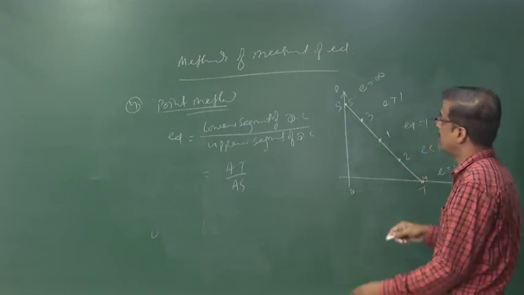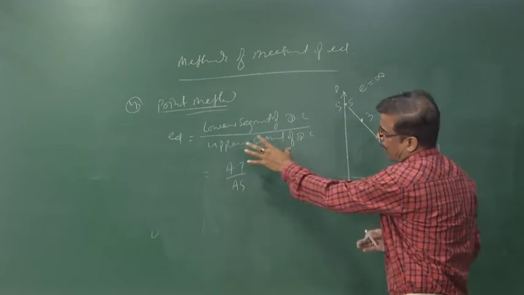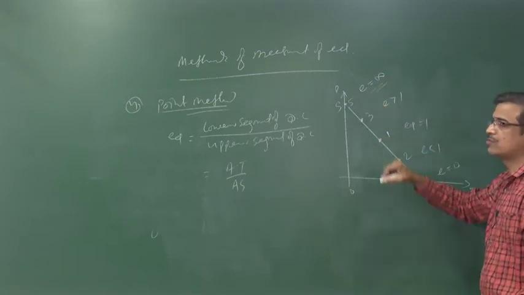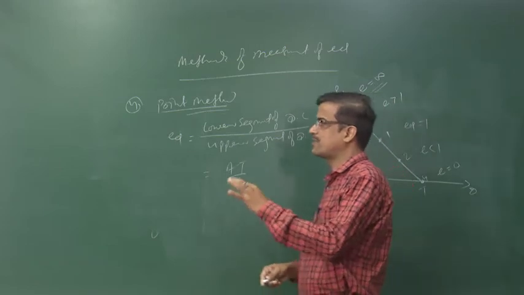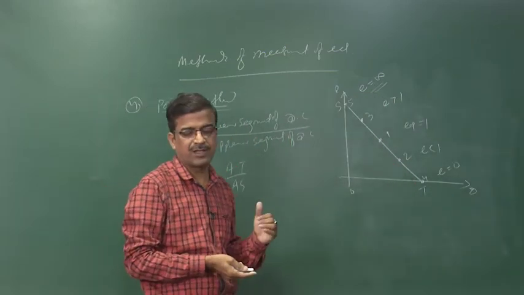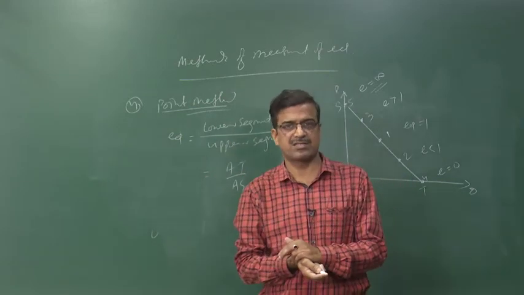Why will it be infinity? In this case the lower segment is this much but there is no upper segment, the upper segment will be 0, anything divided by 0, elasticity equals infinity. So these are the 5 different types of elasticity, we can depict them with the help of the point method. So these are the different methods to calculate the elasticity of demand.